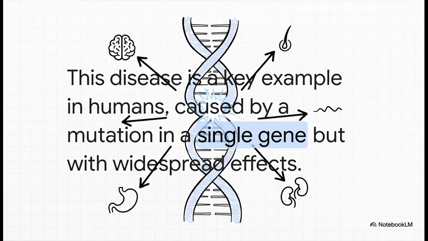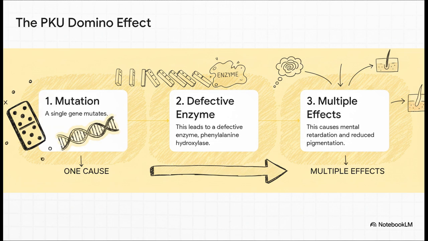And here's that domino effect in action. The mutation in that one gene leads to a defective enzyme, something called phenylalanine hydroxylase.